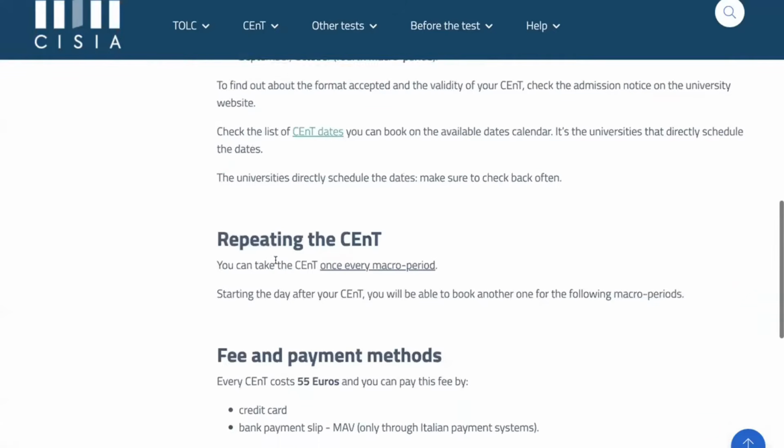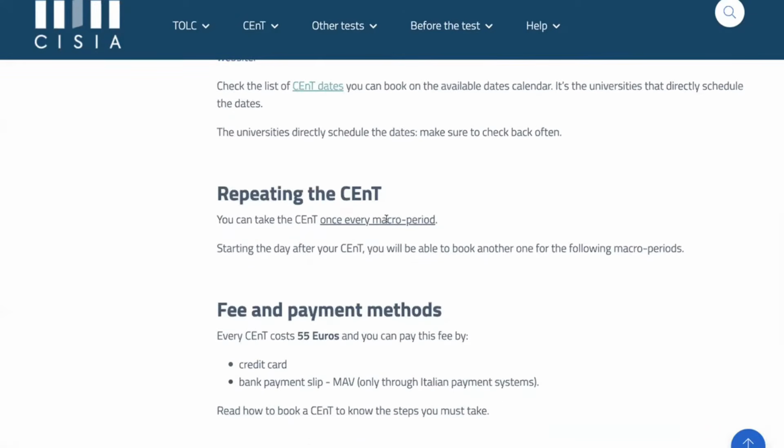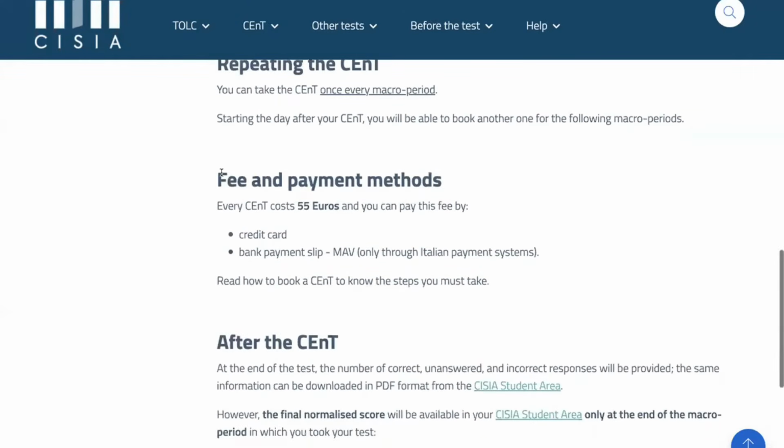About the retaking, I already mentioned that you can take it only once per macro period. About the payment, it's 55 euros. You could pay with a normal Visa card. You just write the number of the Visa card and you pay. It should not be a problem. It also works for MasterCard and, I think, for PayPal, if I'm not wrong. But the normal card should be fine.